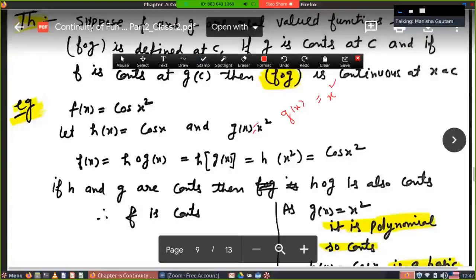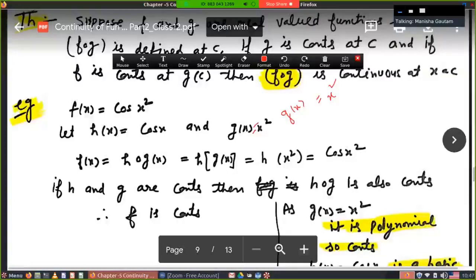g(x) is equal to x square. Now find the composite function h of g. We get h of g(x), which means put the value of x in h as g(x). What is g(x)? That is x square. So h of x square you have to calculate, and that comes out as cos of x square.